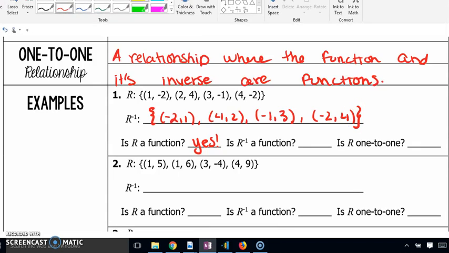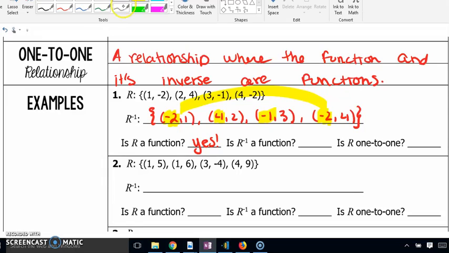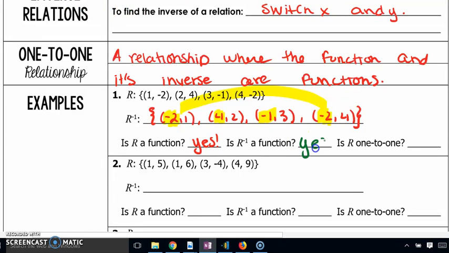So now you have -2, 4, -1. Oh, there's -2 repeating, which means it's not a function because the x value repeats. Sorry, not yes, no. And because the inverse is not a function, it means it's not a one-to-one function. Both answers would have to be yes for it to be a one-to-one function.